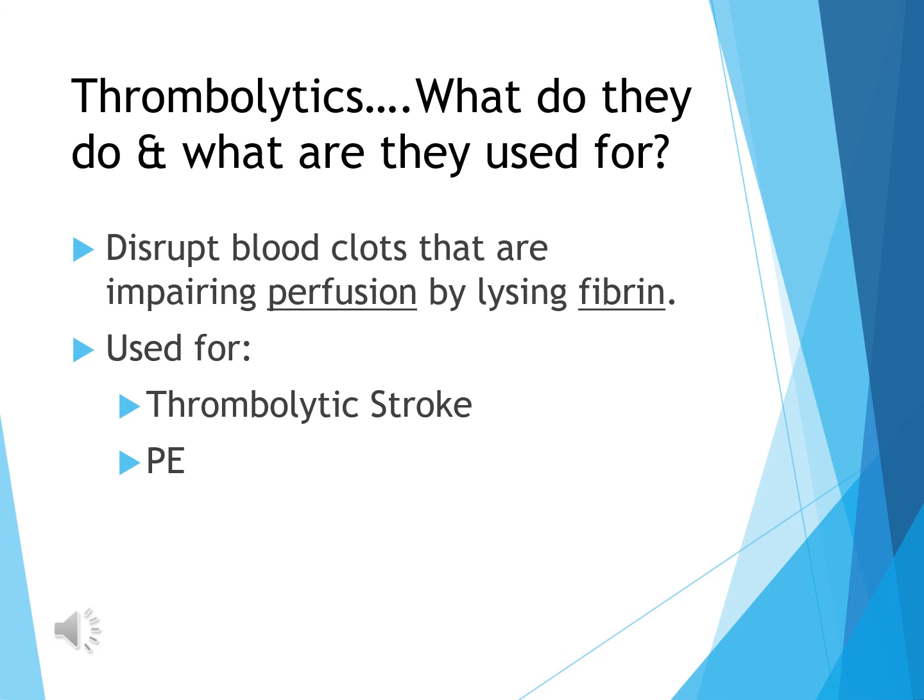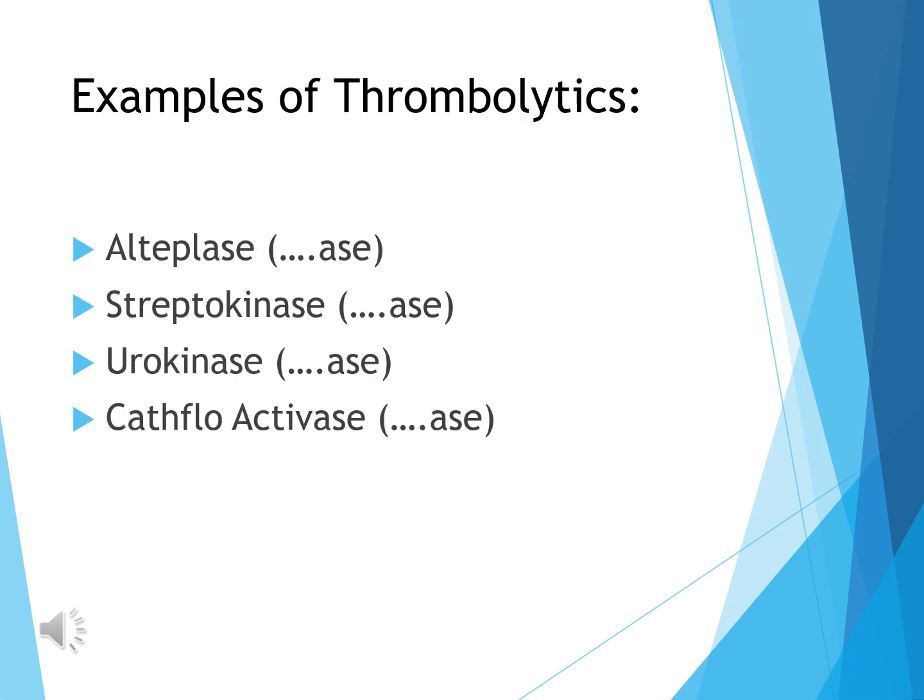Our thrombolytics are medications that disrupt blood clots that are impairing perfusion by lysing fibrin. So this is used for thrombolytic stroke and PE, or pulmonary embolism. Examples of our thrombolytics include those that end in -ase: alteplase, streptokinase, urokinase, and Cathflo Activase.